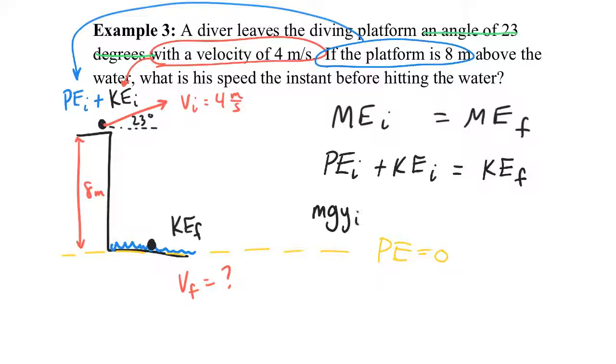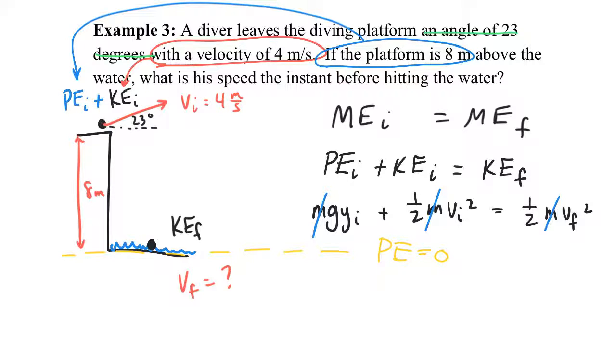mgyi plus 1/2 mvi squared equals 1/2 mvf squared. What do we notice is in all terms? M. So what happens? Only because it's in all terms. Remember, the only time you can cancel a variable is if you divide through. Divide everything by that variable. And the only way it works is if that variable is in all terms.